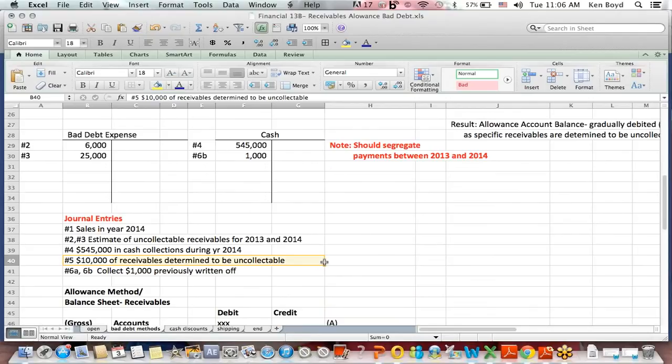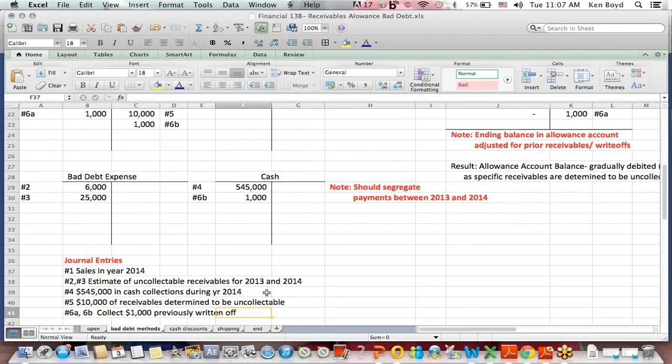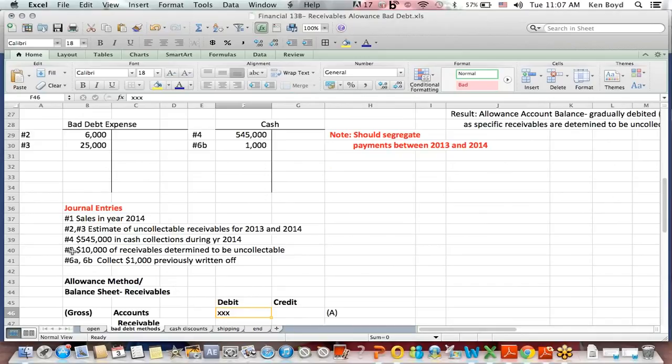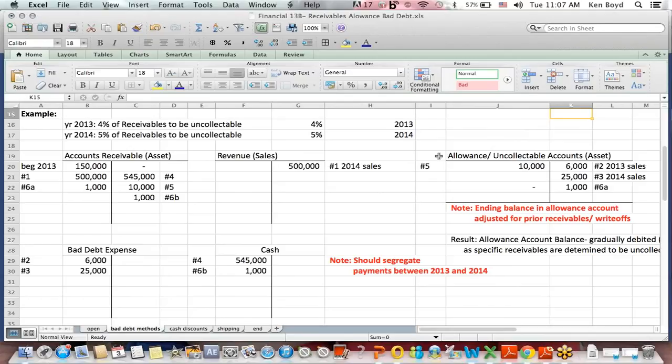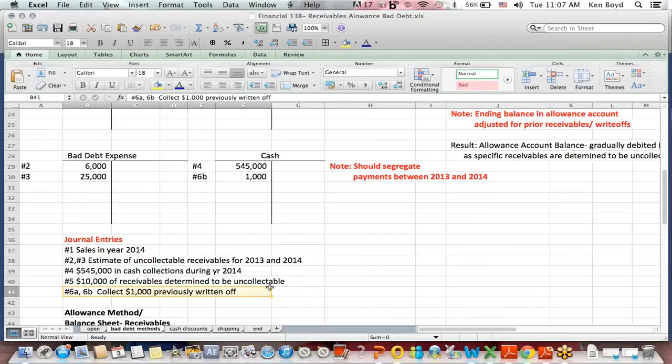Then entry number 5: we end up collecting $10,000 in receivables we had determined to be uncollectible. Now this takes a couple steps. Number five here, we debit to reduce the allowance account, and we credit accounts receivable for that payment. Finally, again, number five is receivables determined to be uncollectible. So when that customer goes bankrupt, we no longer need it in the allowance account because we specifically identified it as uncollectible. We debit the allowance, and we credit accounts receivable because it's no longer a receivable if we know we're not going to collect it. The last entry is we collect a $1,000 amount we have previously written off. So you can think of number five as a write-off entry.